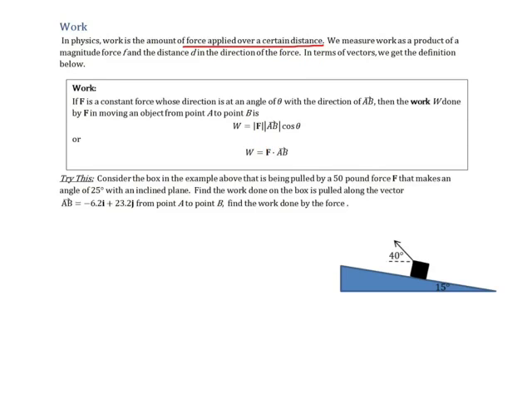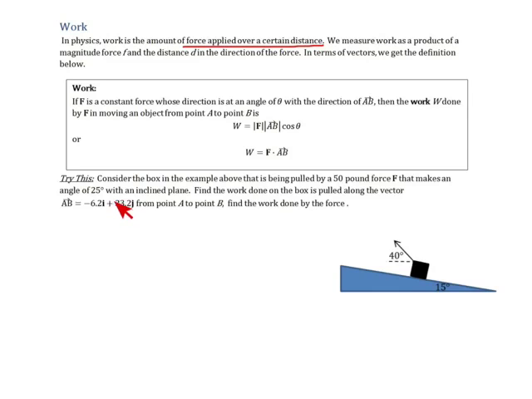We can have the magnitude of the force times the magnitude of the direction vector, times the cosine of theta. Or, if we know the vectors in component form, we can use the dot product, and that work is a dot product of the force and the direction vector. AB is a direction vector. So, let's try this.